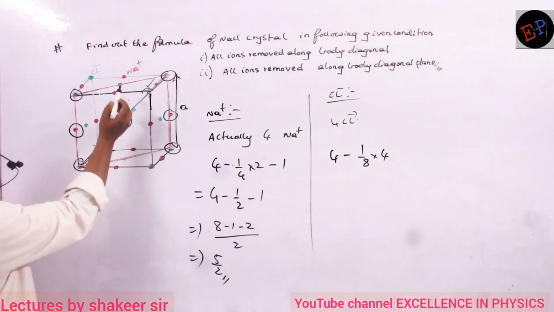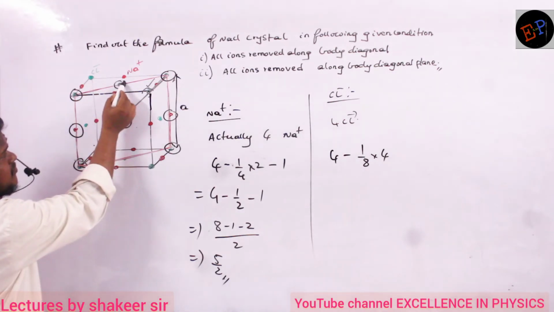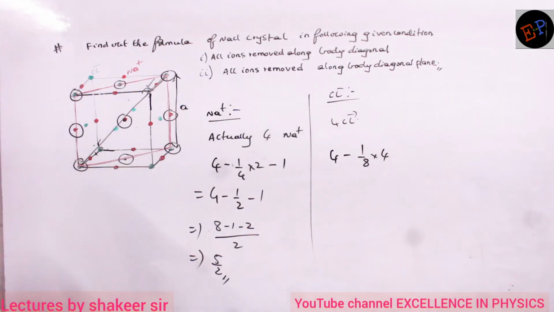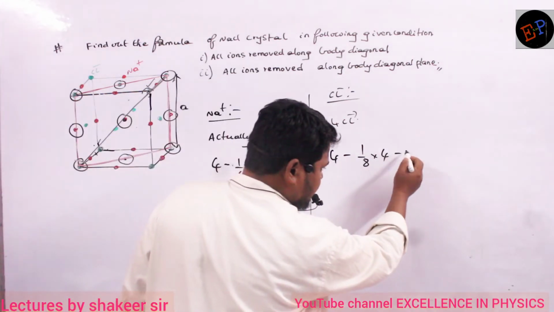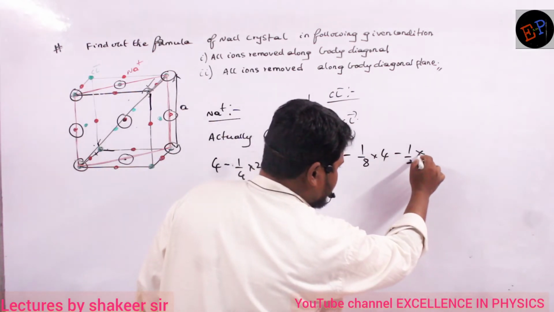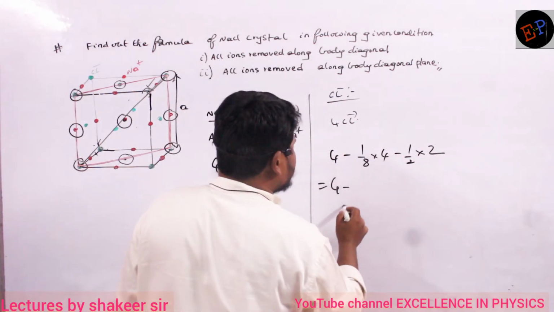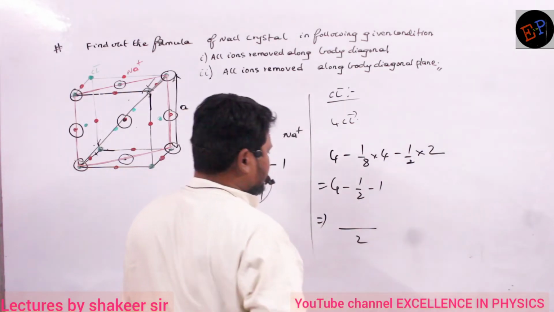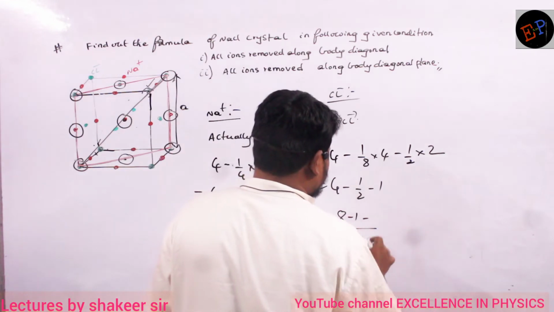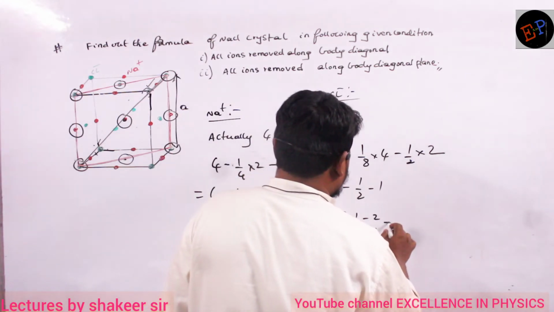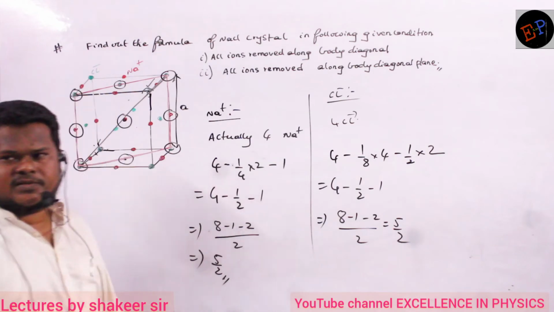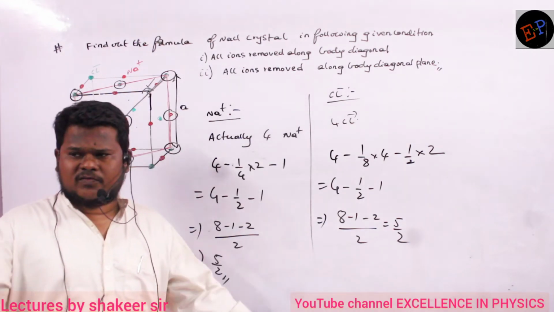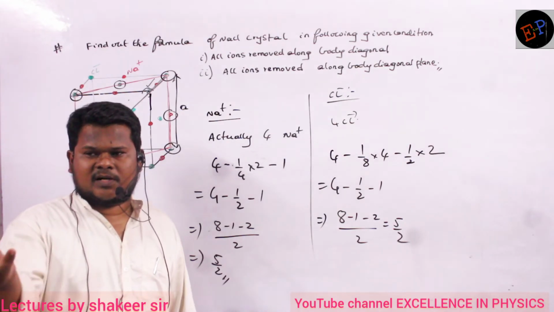Here also there is one Cl minus, no? One on a face. Here also there is another Cl minus on a second face. And what is the face contribution? 1 by 2. How many atoms? 2 atoms. So do the calculation. So 4 minus 1 by 2 minus 1. Okay, ma? So therefore LCM is again 2. So 8 minus 1 minus 2. So how much, ma? 5 by 2. Again I got the same answer. So 5 by 2 is to 5 by 2. So therefore what is the formula? 1 is to 1 ratio. By symmetry also, can't I say the answer?